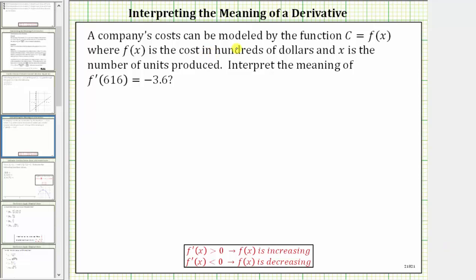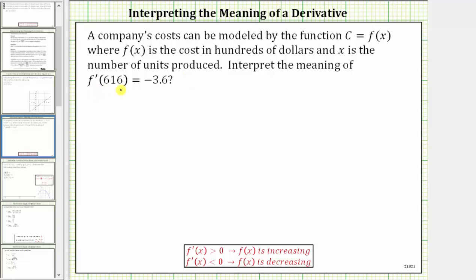A company's cost can be modeled by the function c equals f of x, where f of x is the cost in hundreds of dollars and x is the number of units produced. Interpret the meaning of f prime of 616 equals negative 3.6.